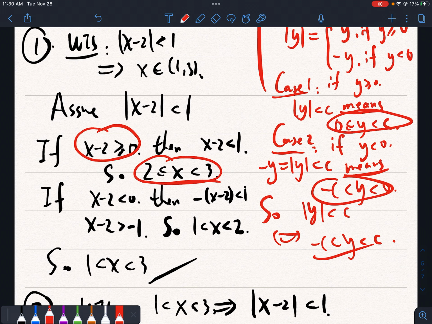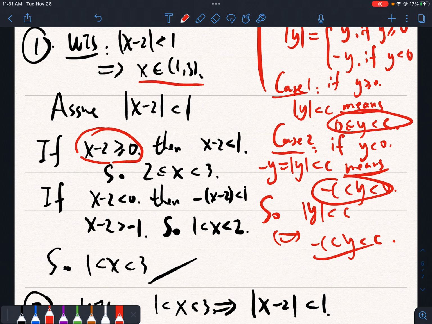Now this clearly implies that x is from 1 to 3 because it's bigger than or equal to 2, so it's clearly bigger than 1. Okay? So we have shown that if this is non-negative, then this is true. And also we have shown that if this is negative, then this is also true. But you can see at least one of them is true, right? Because this value is either non-negative or negative. So this is separated into two cases, or divided into two cases.